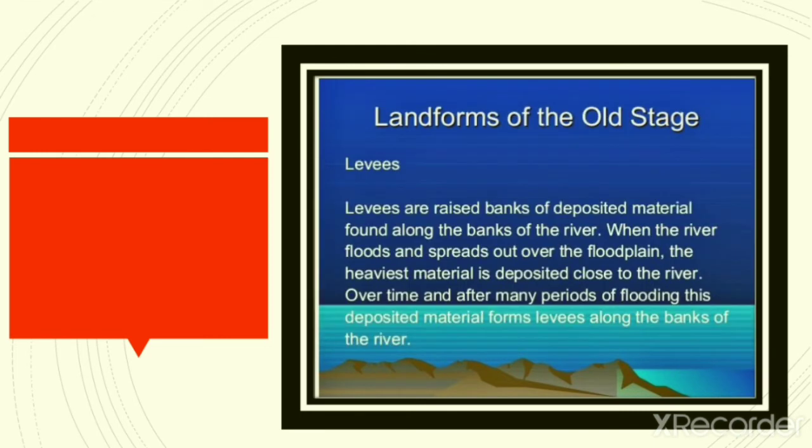Landforms of the old stage. Levees. Levees are raised banks of deposited materials found along the banks of the river. When the river floods and spreads out over the floodplain, the heaviest material is deposited close to the river. Over time and after many periods of flooding, this deposited material forms levees along the bank of the river.